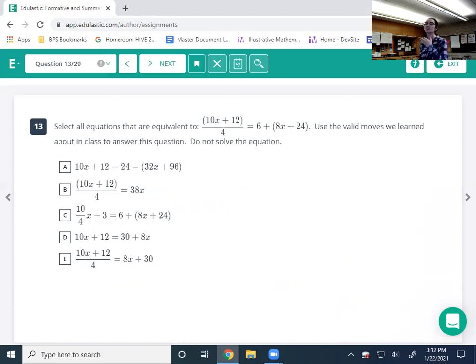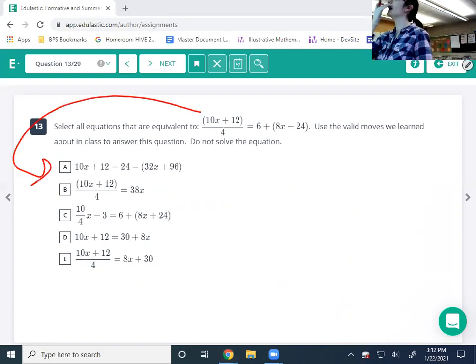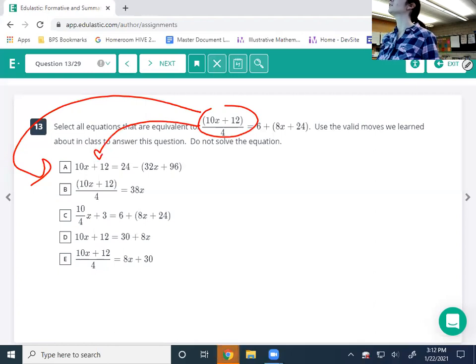I have to compare all of these and see, are they equivalent? So if I look at this first equation here, and I'm comparing this one, A, if I look at my left side, how does it change from here to here? We are multiplying, so we got rid of this divide by 4, so we would be multiplying by 4. Did I multiply by 4 on my left side? I had originally 6 times 4 is 24. 8 times 4 is 32.